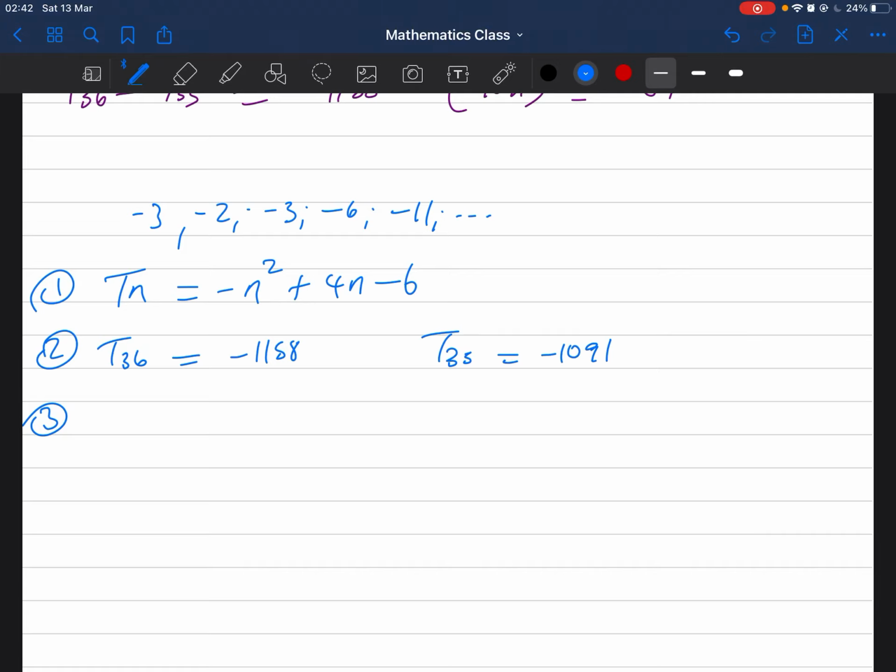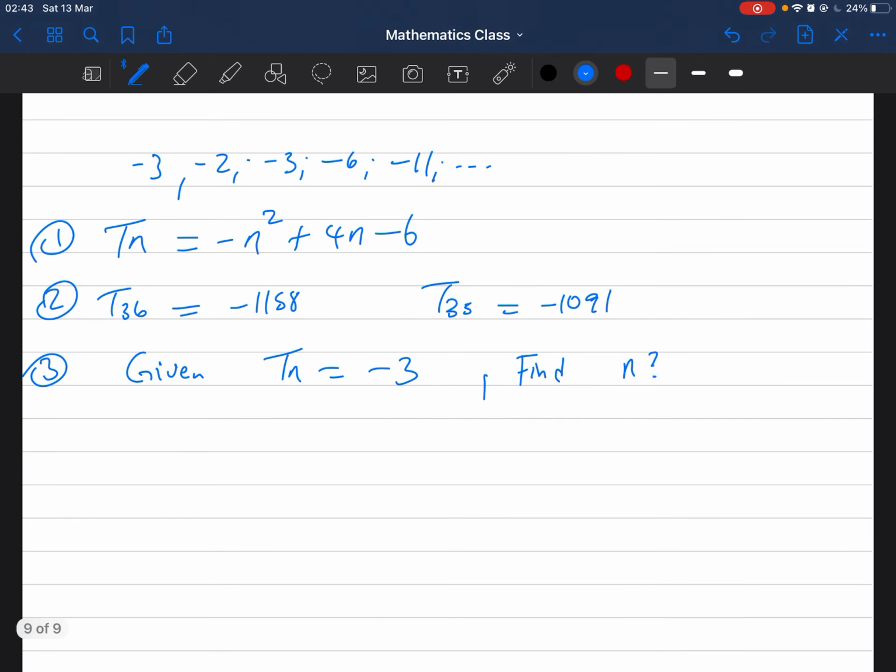Cool. Now, another way they might ask is: determine n for -3. They will probably say, given Tn is equal to -3, find n. So how do we do that? Firstly, you're given that Tn is -3, and you need to find n.